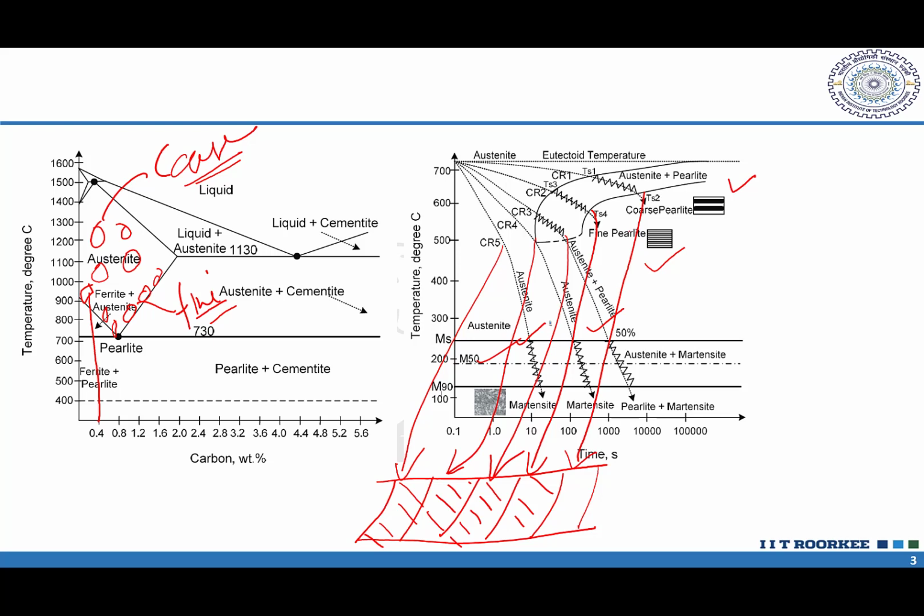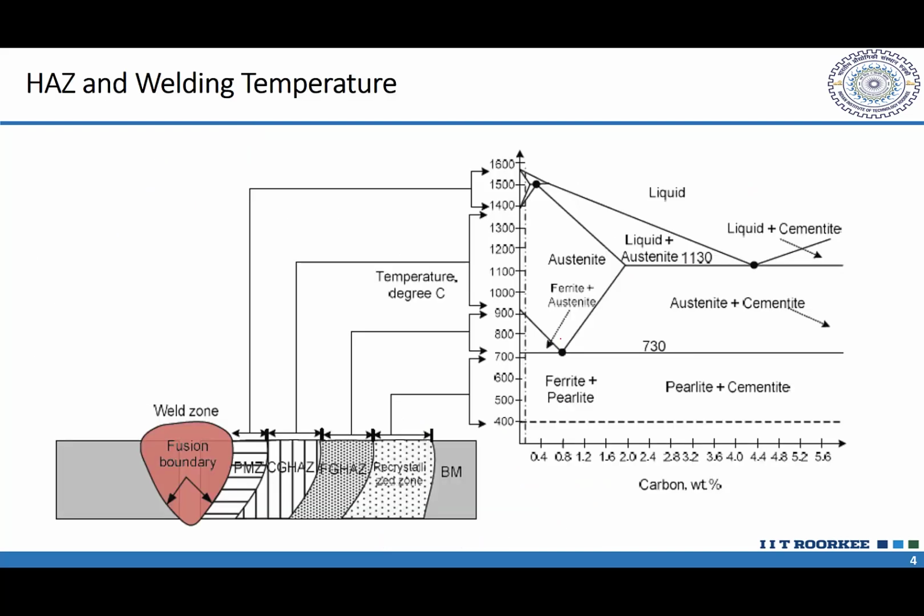This is the reason why you get a lot of heterogeneity as far as the properties are concerned in the weld zone. Here you have, say, complete martensite, here you have, say, 50% martensite, 50% pearlite plus martensite, 100% fine pearlite, 100% coarse pearlite, like that. So different locations, different phases will be formed. That is why you get a lot of heterogeneity in the properties.